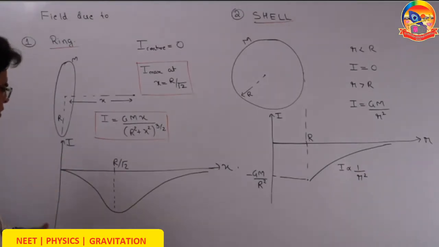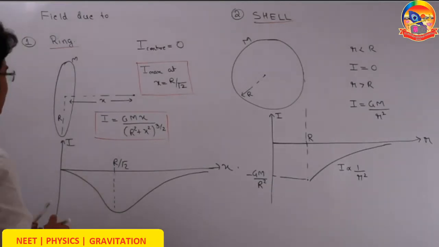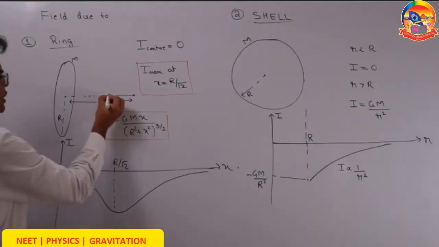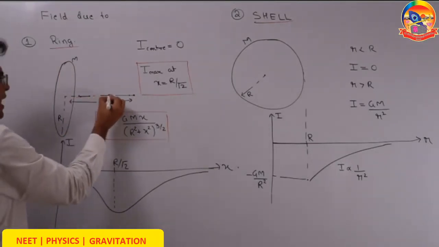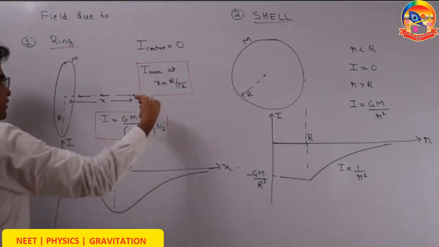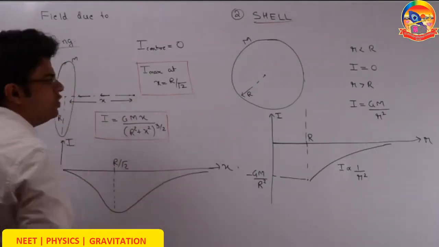Somebody might ask why you have plotted the graph on the negative axis. Understand that at any point on the axis, the field because of a mass is towards the mass. So as x increases, the field is in the negative x direction. That's why this is the appropriate way to draw it.